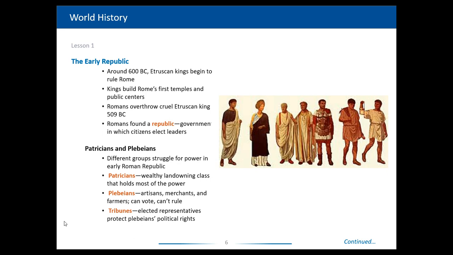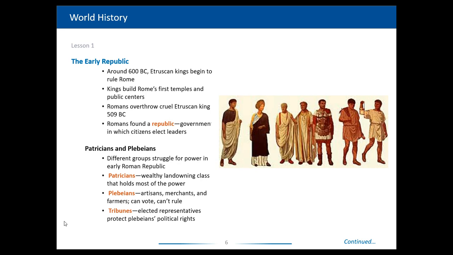What is a republic? A republic is a government in which the citizens elect their leaders. The United States is a republic. Remember, when you say the Pledge of Allegiance, you say, and to the republic for which it stands, one nation under God, indivisible, with liberty and justice for all. So remember, the United States is also a republic.